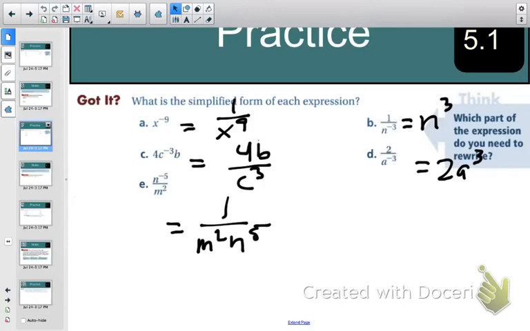C, you've got, again, 3 different factors. So you have your 4, you have your C, and then you have your B. The 4 and the B don't have negative exponents, so they're going to stay on top of the fraction. The C is going to move to the bottom because it's negative. On D, the 2 is going to stay on top because it's not a negative exponent, and then the A is going to move up to the top and become positive. On E, the m squared stays where it's at because it's not negative, but the 5 we're going to move down. And because there's nothing left on top, we just put a 1. So it becomes 1 over m squared n to the 5th.